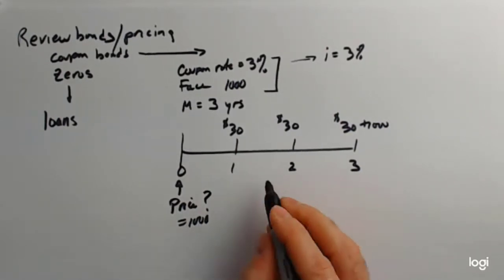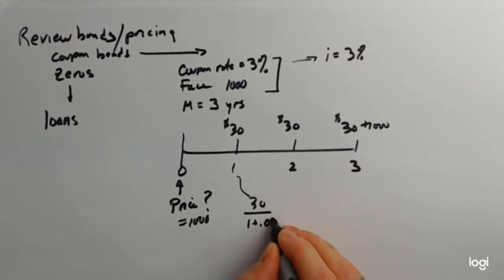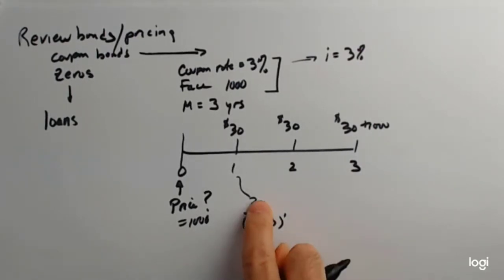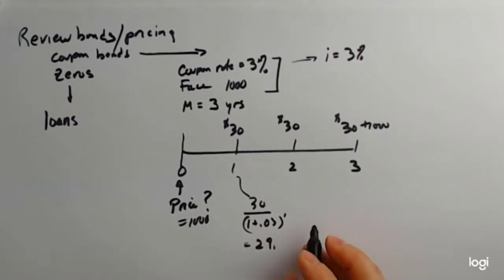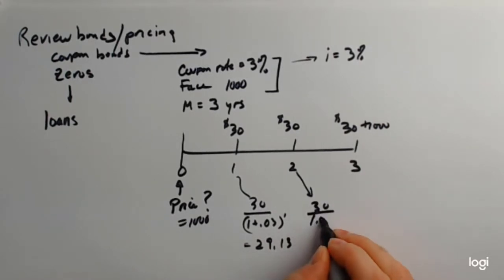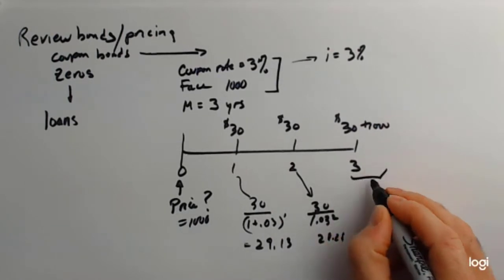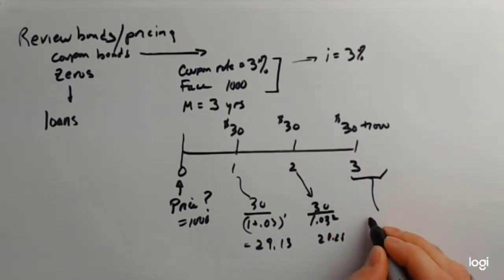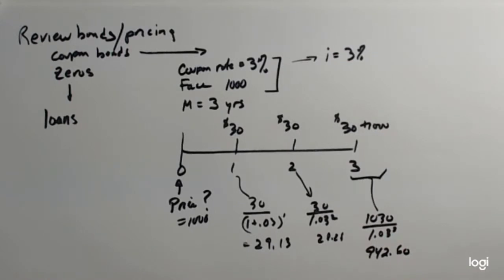How do I know that? Well, we're going to discount each cash flow back at 3%. So you take this cash flow, discount it back at 3%. This will be, in present value terms, $29.13. This will be $28.28, and then this amount will be 1,030 divided by 1.03 to the third power. And that's a present value of $942.60.